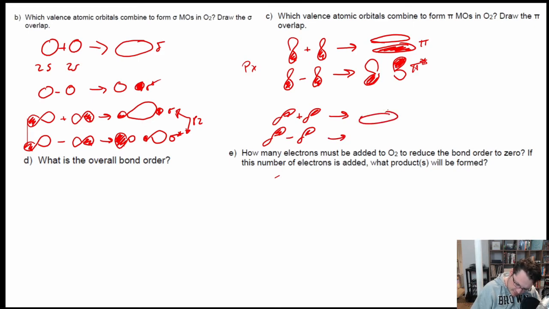And so what you get is these combinations right here. So this is the pi, this is the pi star. So this is the PY.